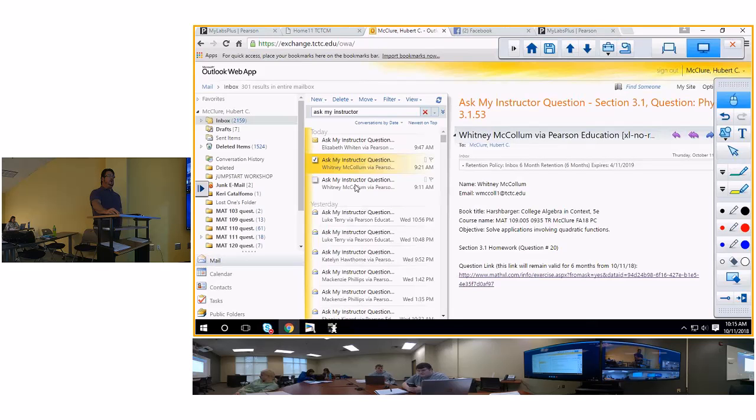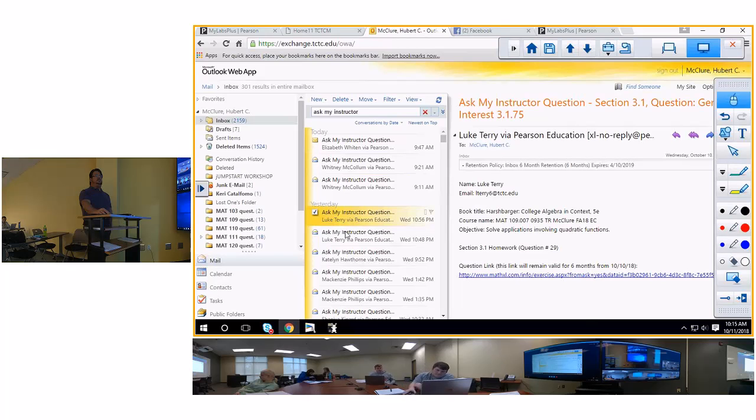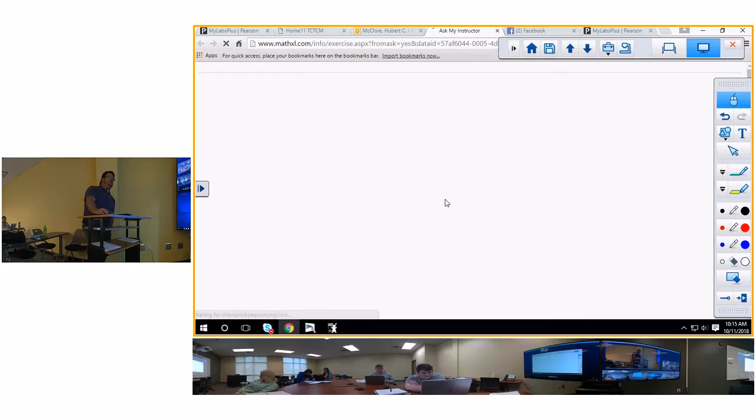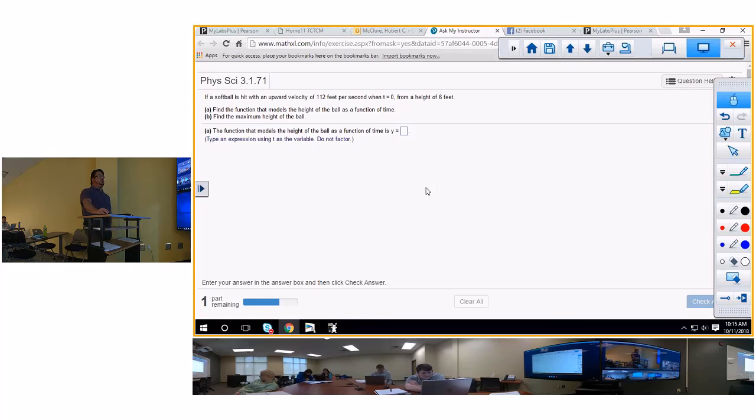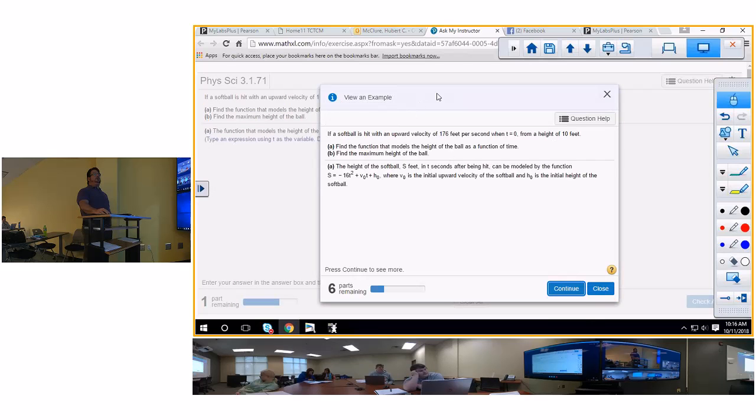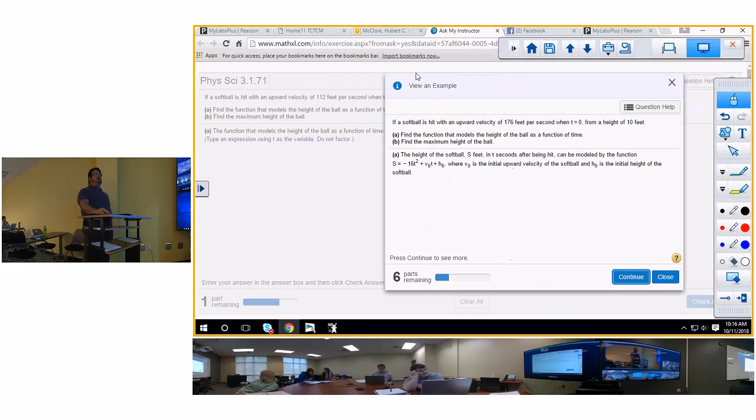All right, I think we're going to move down to these two questions. 3.1, 75, and 71. So we'll go with 71. Okay, a softball is hit with an upward velocity of 112 feet per second, blah, blah. I love these questions because they don't even give you the dadgum trajectory formula. They just think you're supposed to know it by heart. So let's go over to the handy-dandy viewing example because I don't want to have to look it up and write that down. It's right there.